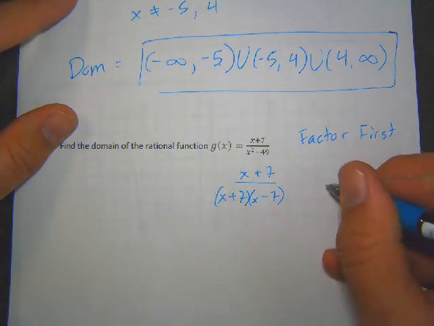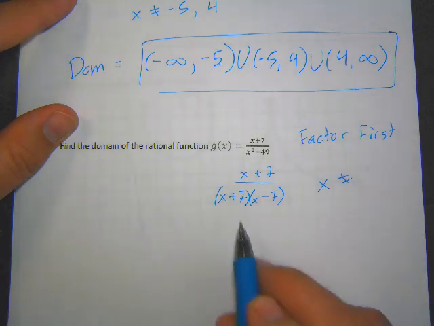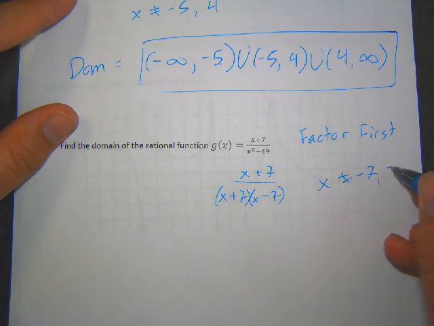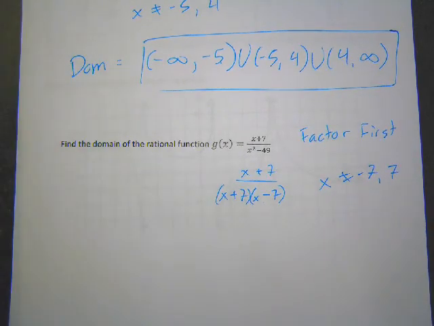So from this, we can see that the numbers x can't be would be negative 7, because we don't want a negative 7 there, so they would make that 0, and 7. We want 7 there to make that 0. Those would be the two numbers we wouldn't be allowed to use.